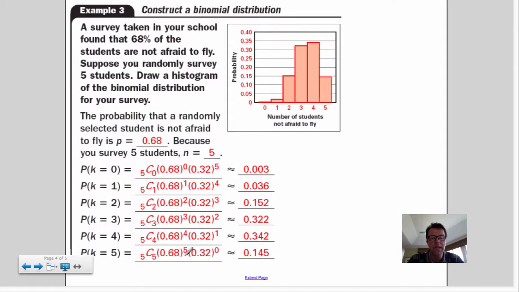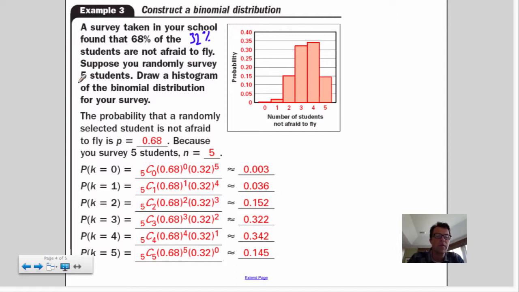So here's the next example, and then we're done with the video. Again, short video. My apologies for not posting it earlier. But here's an interesting one: a survey taken at your school found that 68% of students are not afraid to fly. So that means that 32% are afraid to fly. And that's it. There are only two possible outcomes, like heads, tails, true, false, right, wrong, make it, miss it. That's when you can use a binomial experiment.